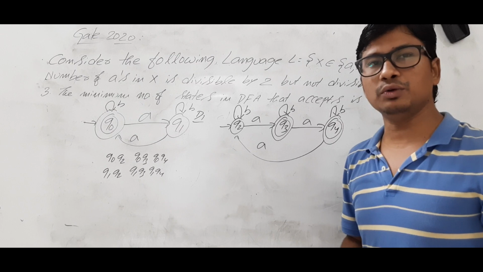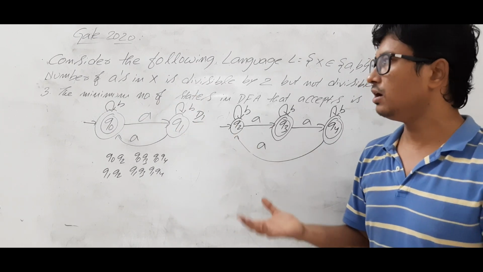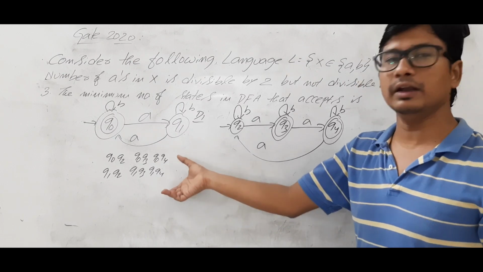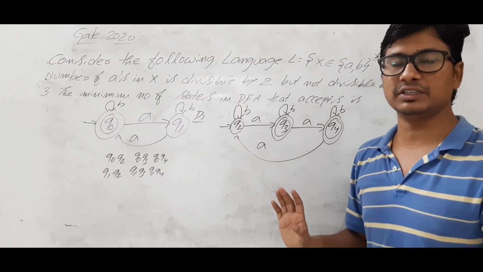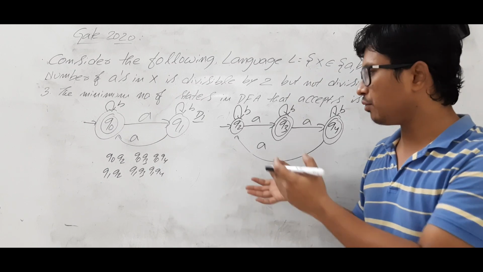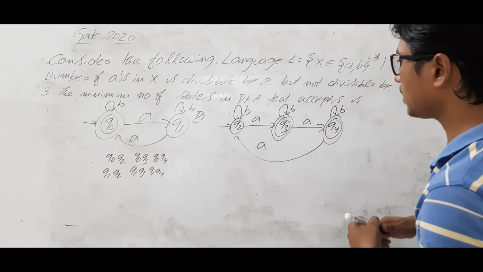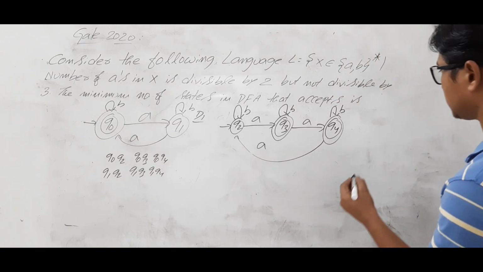But now I want to complete the question. Someone who is solving the GATE question in the exam can stop here and say that the correct answer for this one is 6. But as you are beginners and I want to show you the entire question, let me solve the entire question. So how can I solve it? I will take all the 6 states.